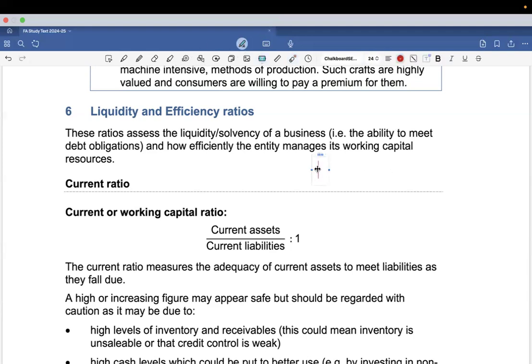So the working capital equation is equal to current assets minus current liabilities. If this is a negative figure, then the business has a going concern issue. Understood? Working capital should never be negative. So under that, current ratio. The current ratio is simple: CA by CL, where CA is current assets and CL is current liabilities. Whatever answer you get, if it is 1.5, you have to write it as 1.5 is to 1. Understood? Clear?